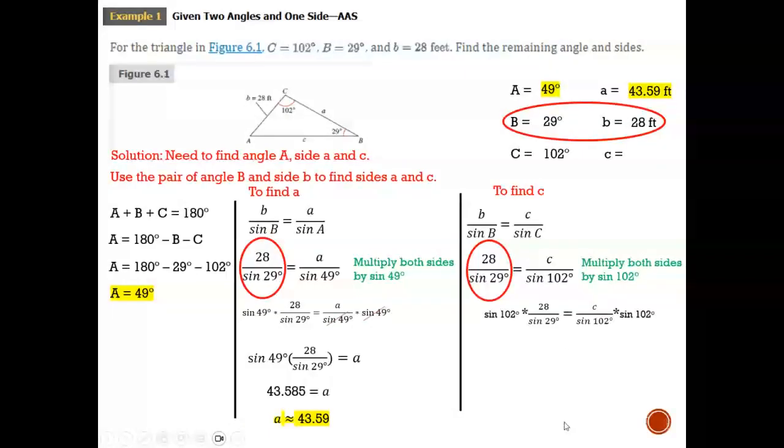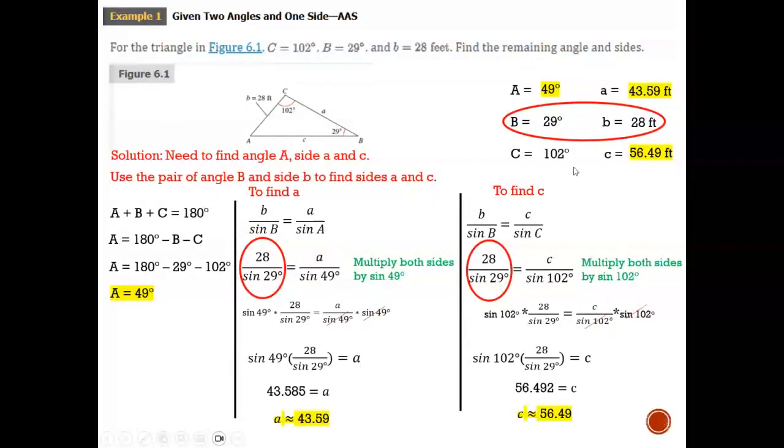Multiplying by 102 on both sides is what I have to do to cancel right here. Leaves me the c by itself. I'm left with all of this, and again, you have to plug all this into your calculator. We're in degrees. When you multiply all of that out, we should get 56.492. Round to 2 decimal places, 56.49. So that is my C value. So here's an example of how we solved a triangle using our law of sines. And again, key is that we had a pair given. We had an angle value and the side length across from it given that we were able to use.